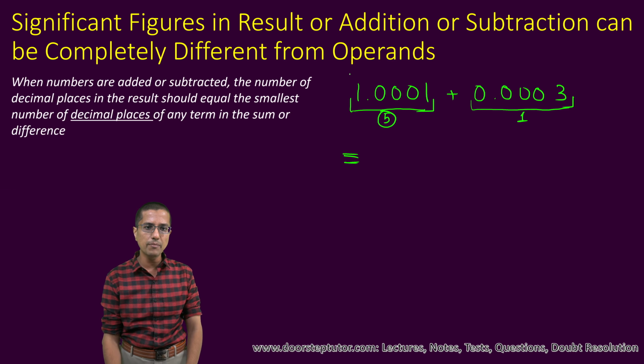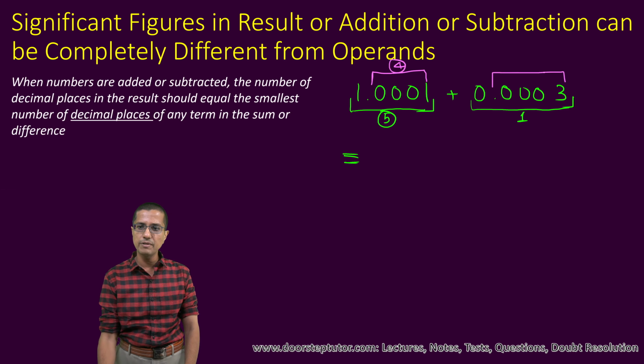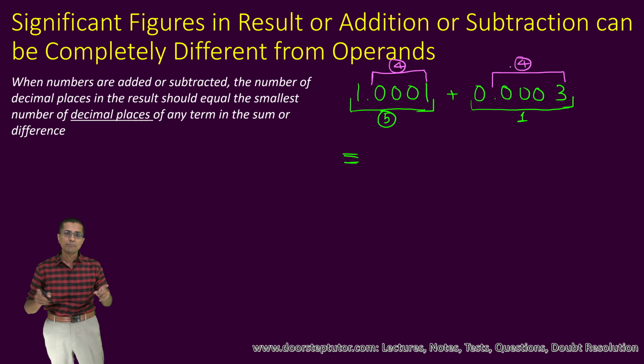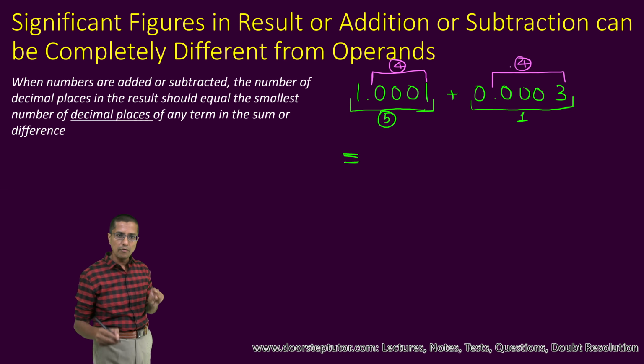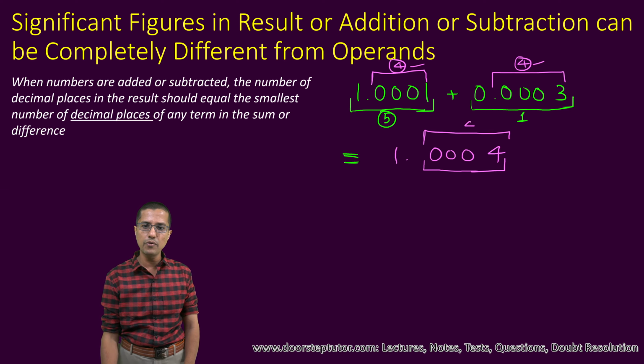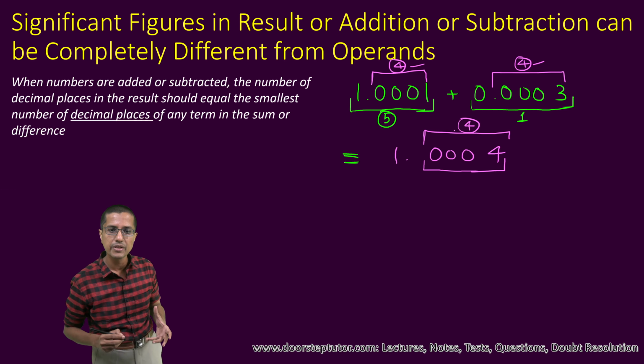Now what about the number of decimal places? Let's write that as well. This has 4 decimal places, and this has 4 decimal places. Because of the rule of addition and subtraction, when I am calculating my final answer, and the final answer is of course very simple, because that is not the point, I am allowed to keep 4 decimal places in my final answer. So that is what I have kept.